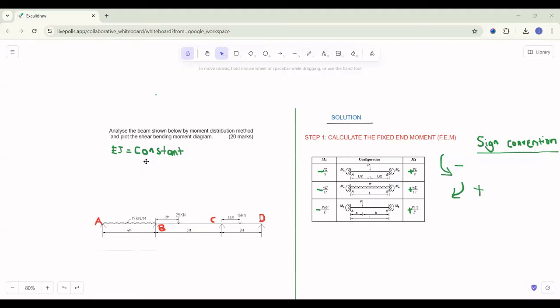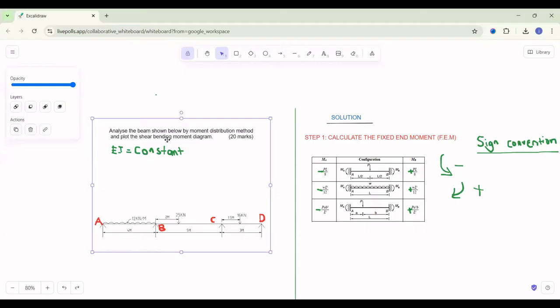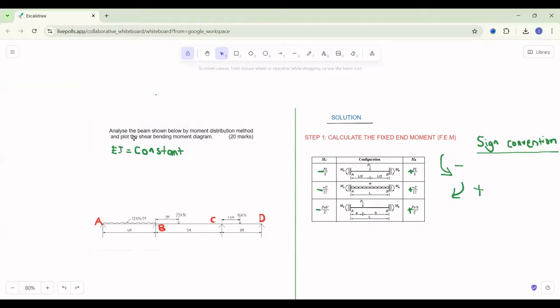Today I'm going to do a question on analysis of beam using the moment distribution method. I'll start with this question. Analyze the beam shown by moment distribution method and plot the bending moment diagram. The question carries 20 marks.